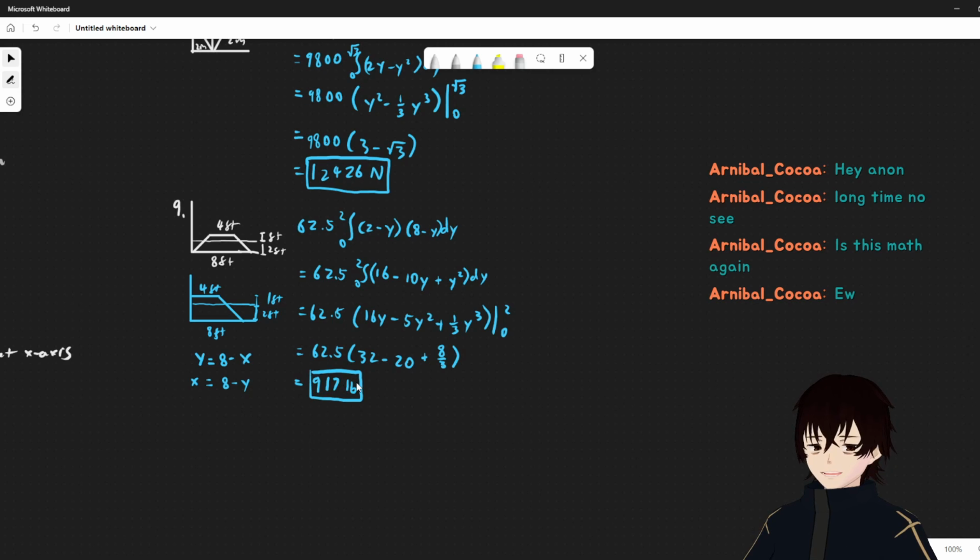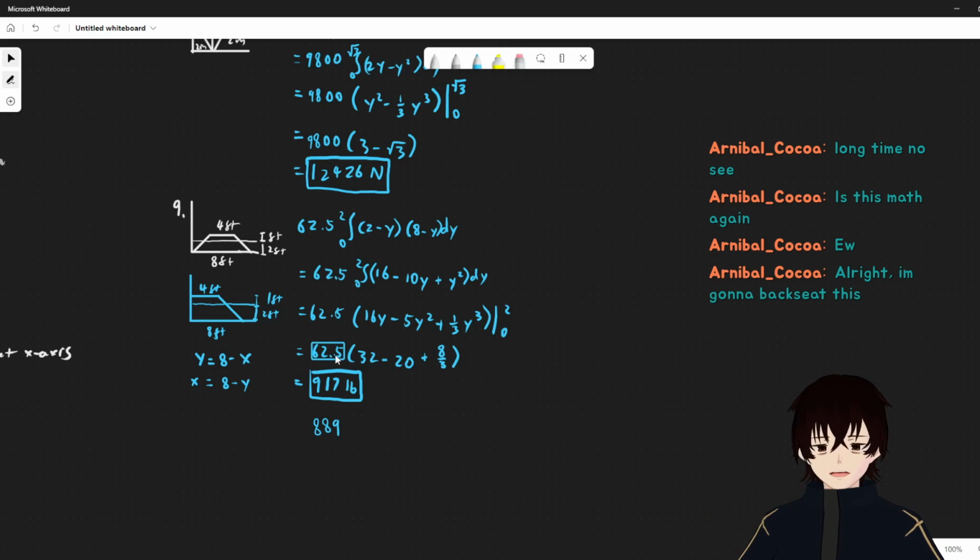But apparently this answer is quite not on point as well, because the written answer is 889. That could be just because I used a different number for weight density.